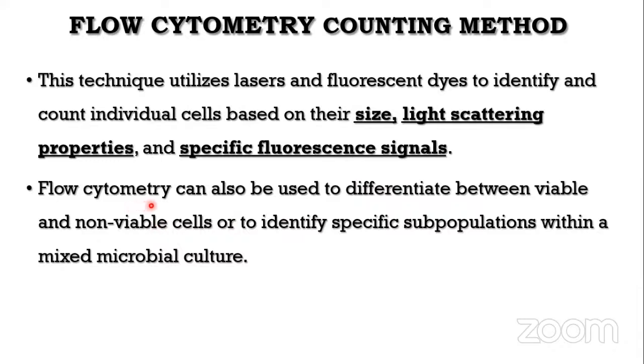So this flow cytometry can also be used to differentiate between live or viable cells and non-viable cells, in the way that a viable cell will typically give out a fluorescent signal, while a non-viable cell will not give any signal. So the total population of fluorescent signal indicates the total number of viable cells.